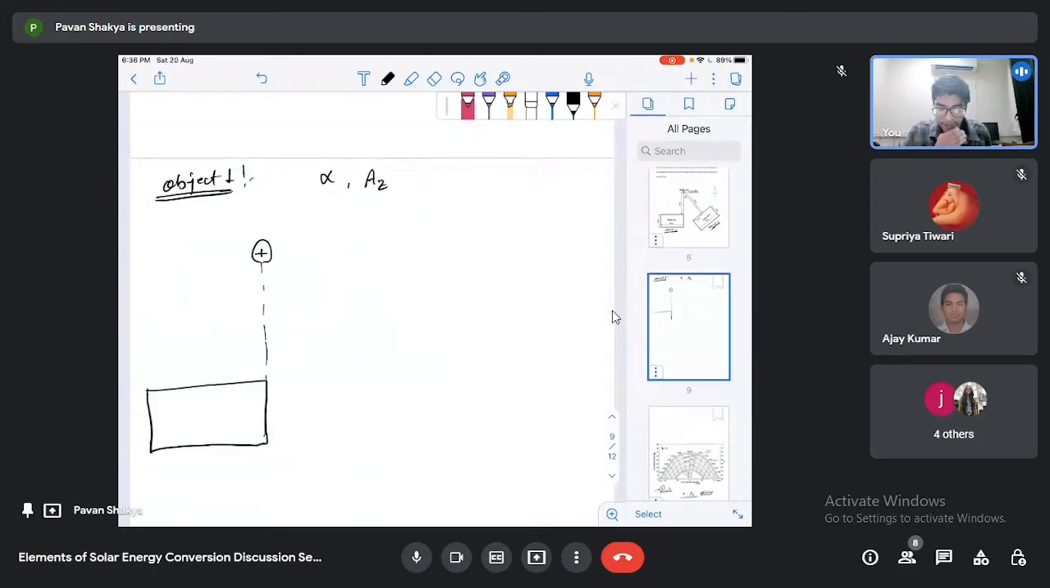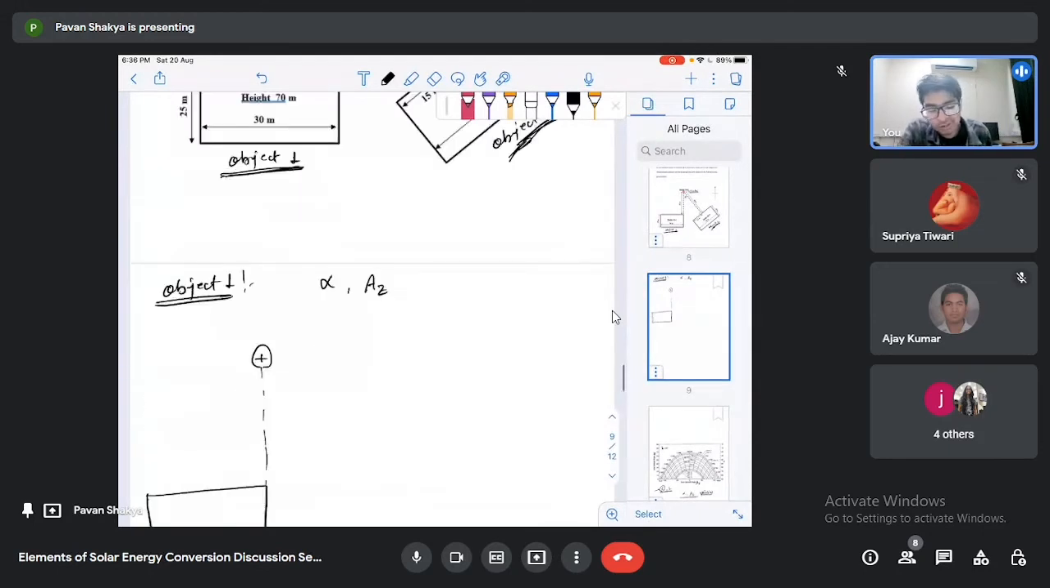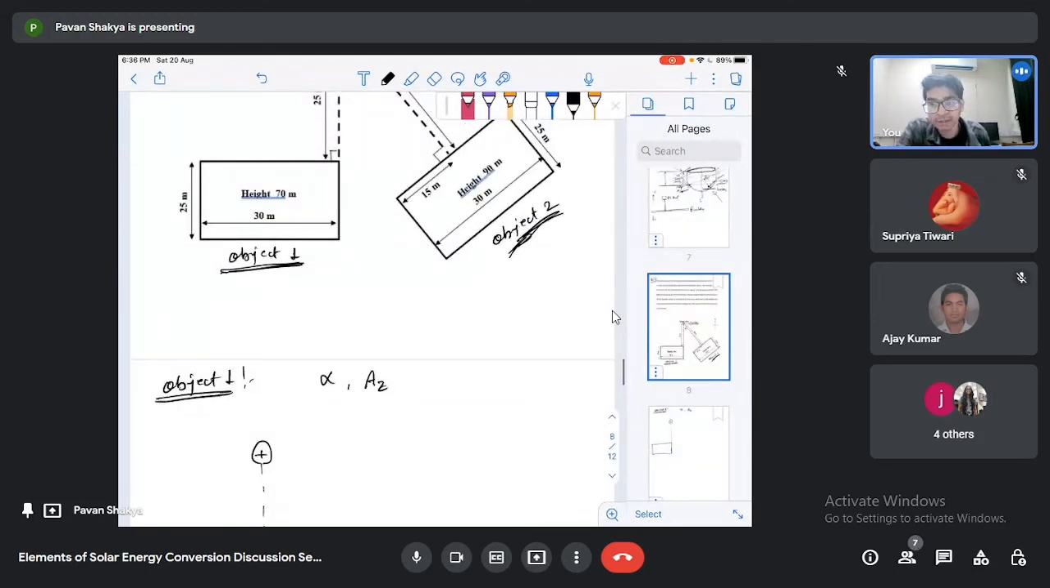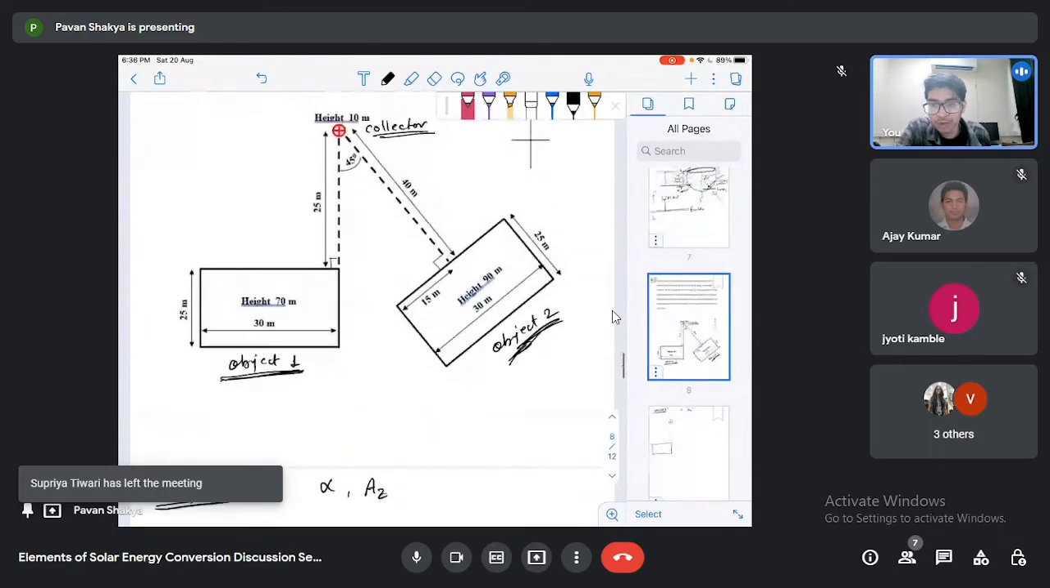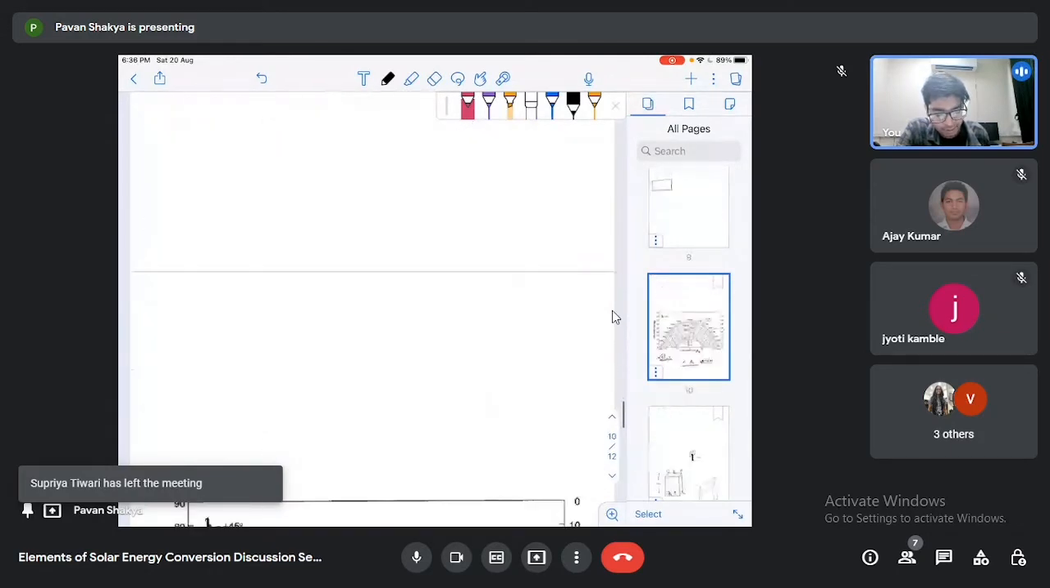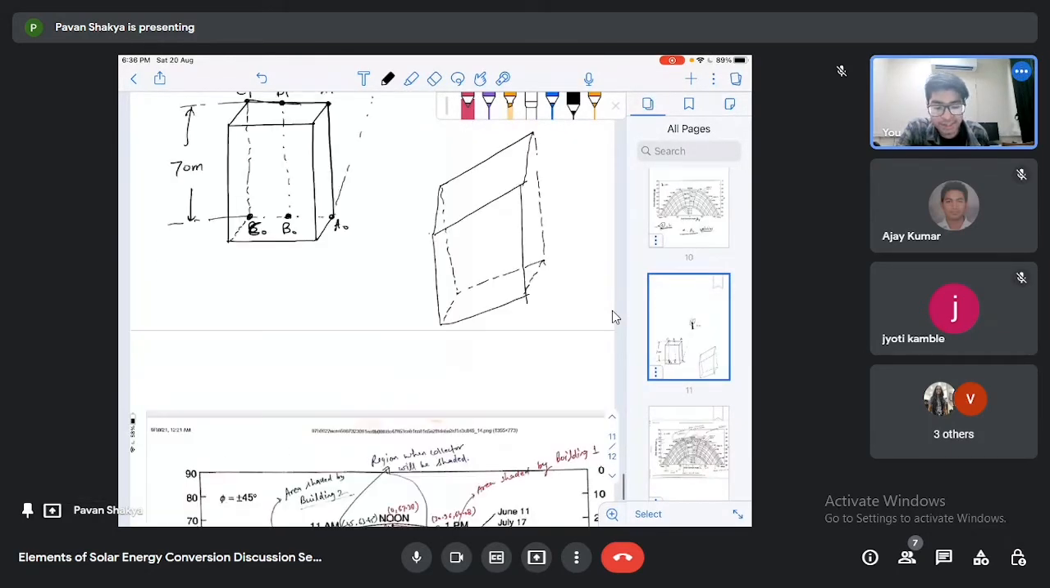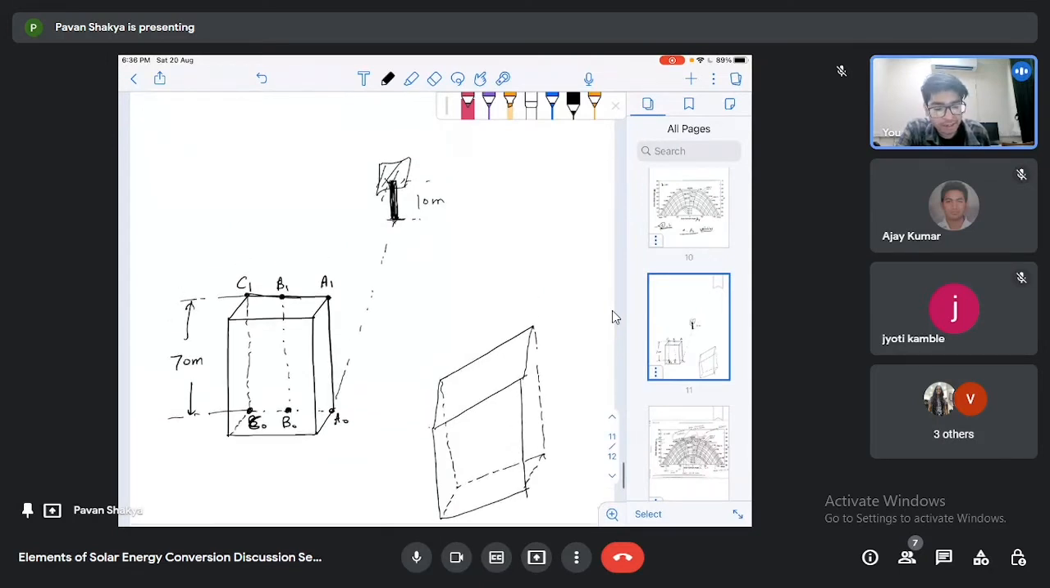So this is our building. Also, the height of this building is given. This is a 2D diagram. If you see it in 3D, I have made a rough sketch for this. Then you will find this is our 3D diagram, where this is our receiver that is placed at 10 meter height.